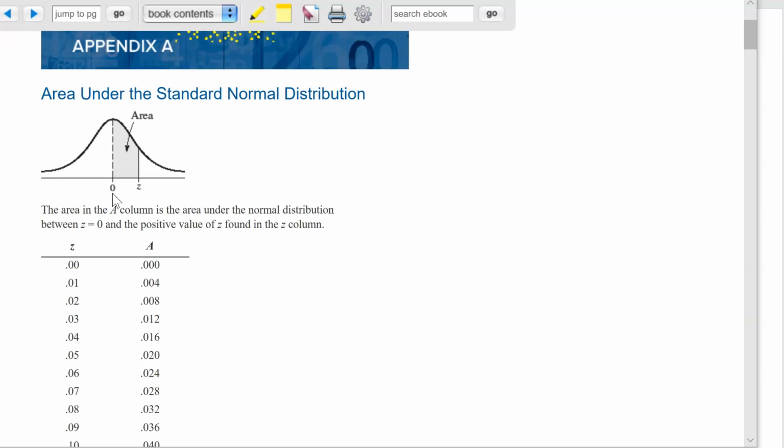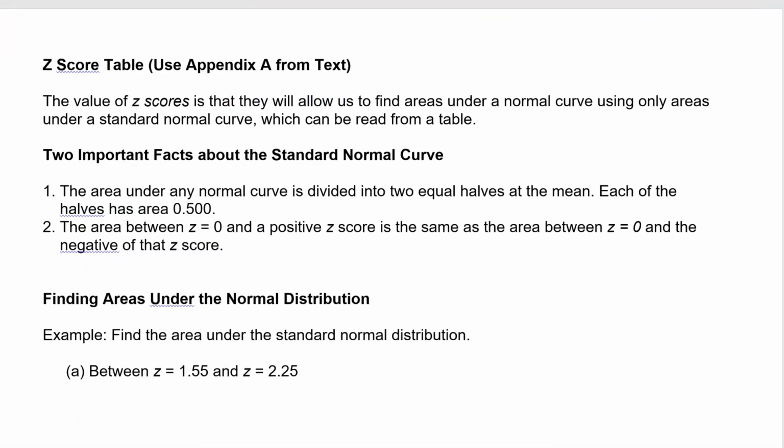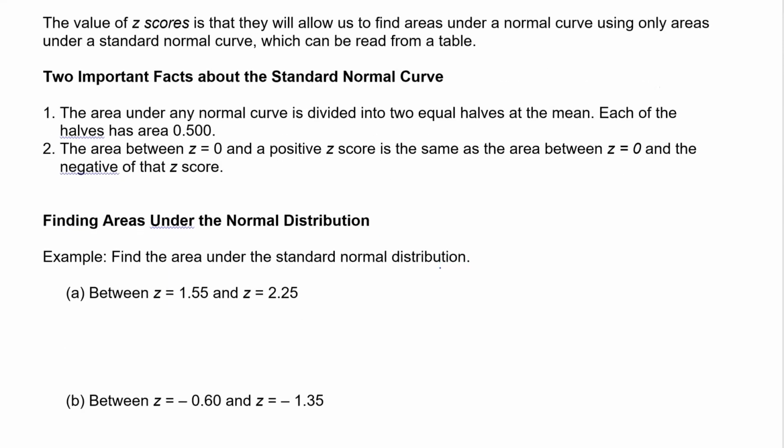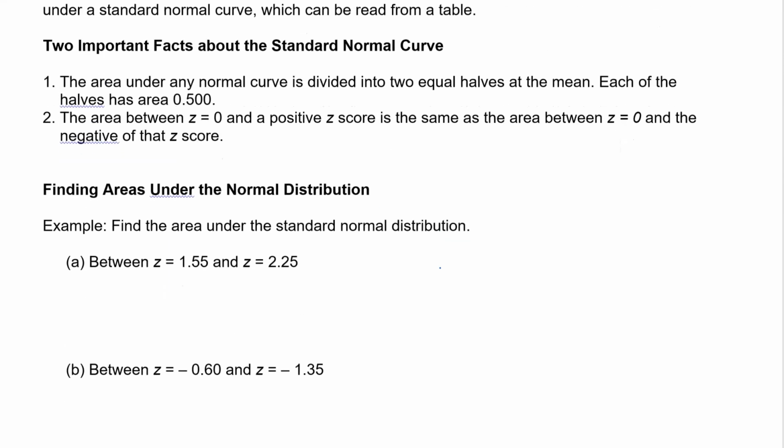The 0 represents the middle or the mean. And if you know the Z-score, this table will tell you the area from the middle or the mean going to that Z-score. So for all of these types of problems that we're going to do, we're going to first draw a picture and try to figure out, well, where is the area that we're trying to find, and then we're going to use the table to find it.